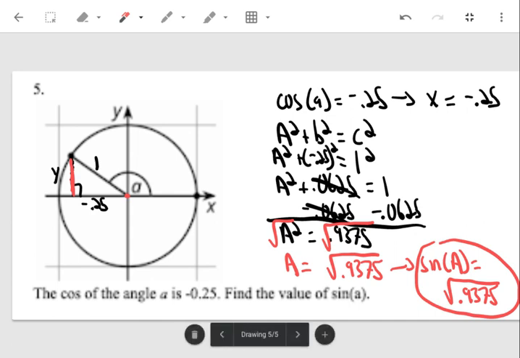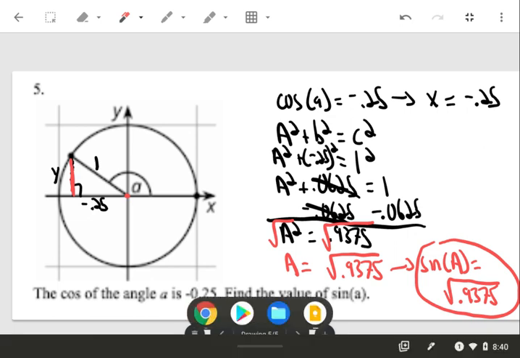Again, I had to use the fact that it was a unit circle. Therefore, x goes with cosine and y goes with sine.